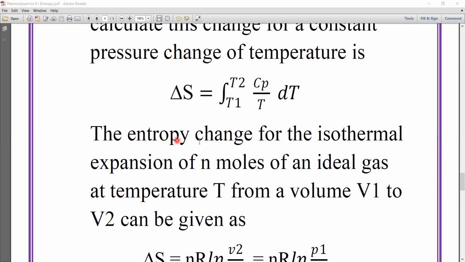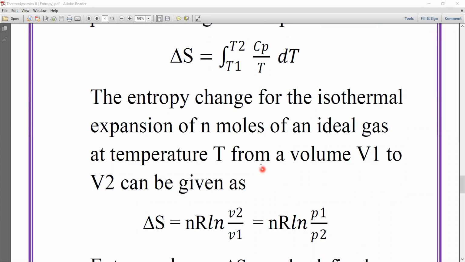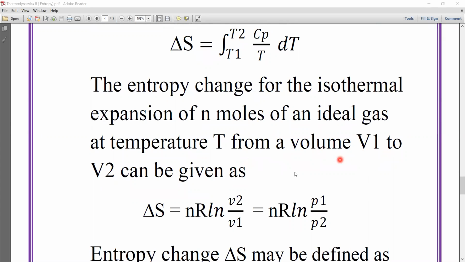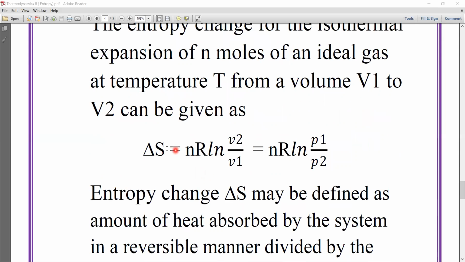So the entropy change for the isothermal expansion of n moles, small n, of an ideal gas at a temperature T from volume V1 to V2 can be given as these are the different cases. These are the different cases of entropy change. यानी थर्मल में क्या होगा, मैकेनिकल में क्या होगा, n मोल अगर लेंगे तो क्या होगा. So these are the different cases of the entropy change.